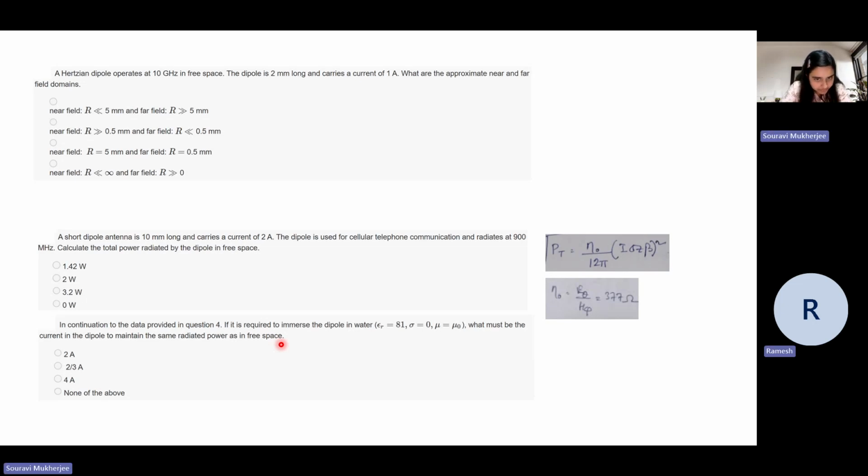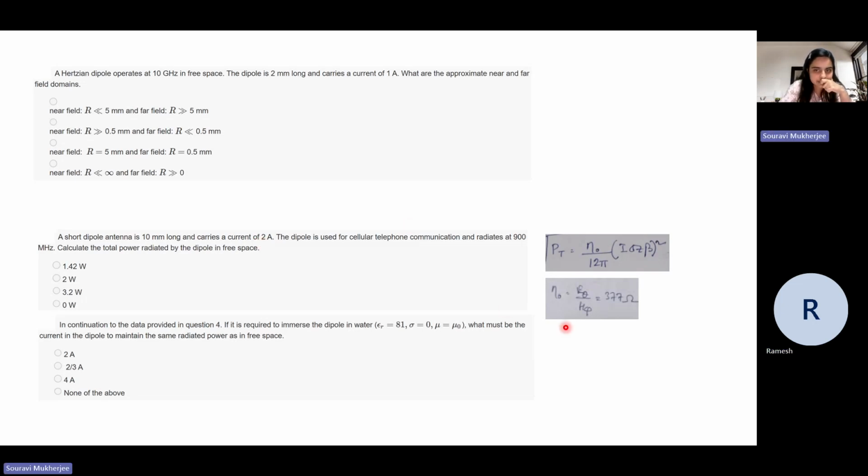You have to find it such that the power remains the same. Whatever power we got in the previous question, we have to equate with that power. If you keep everything same and just equate with this power, you would get the same eta equal to eta naught by root epsilon r.